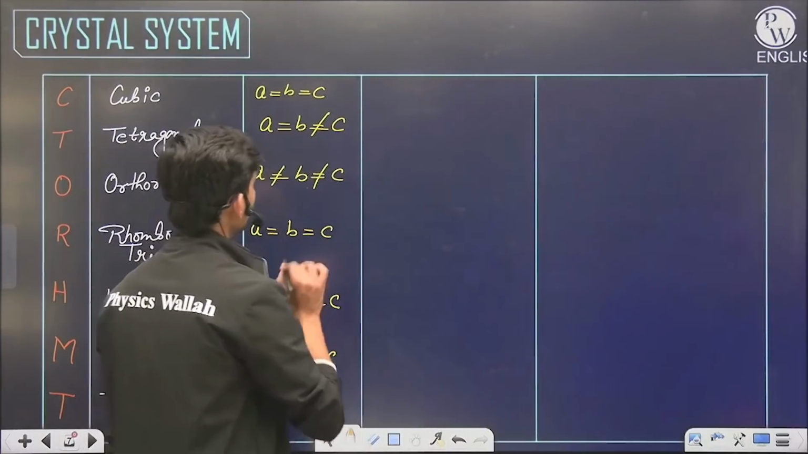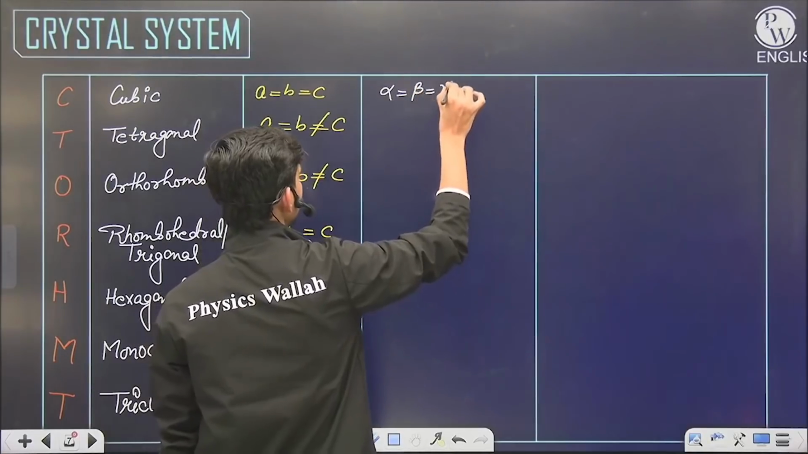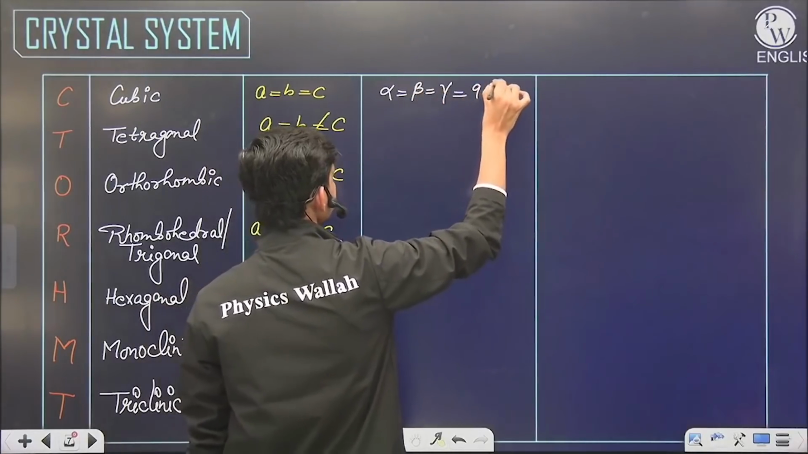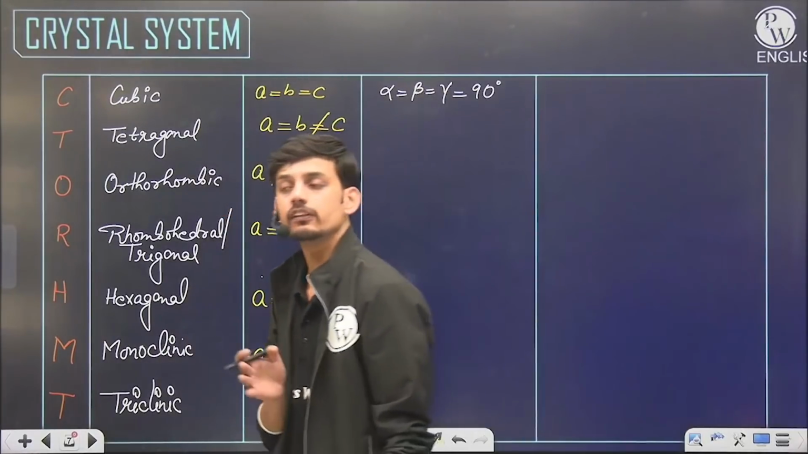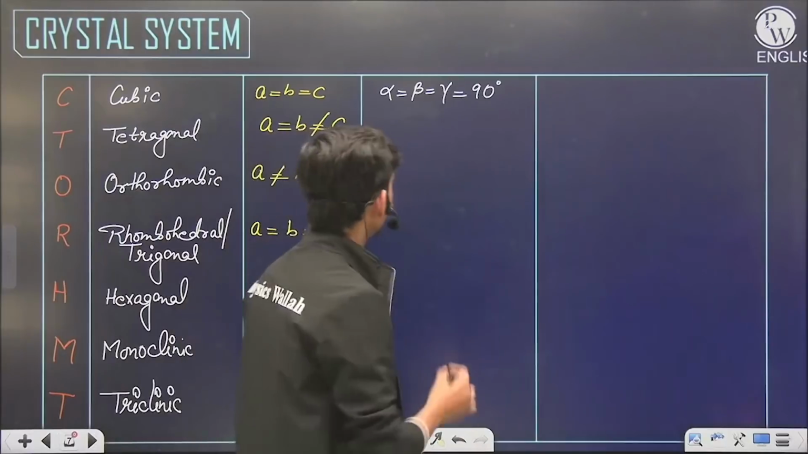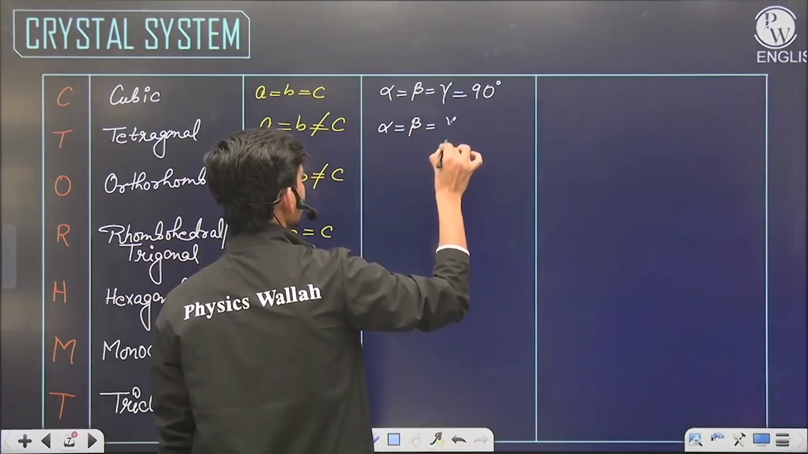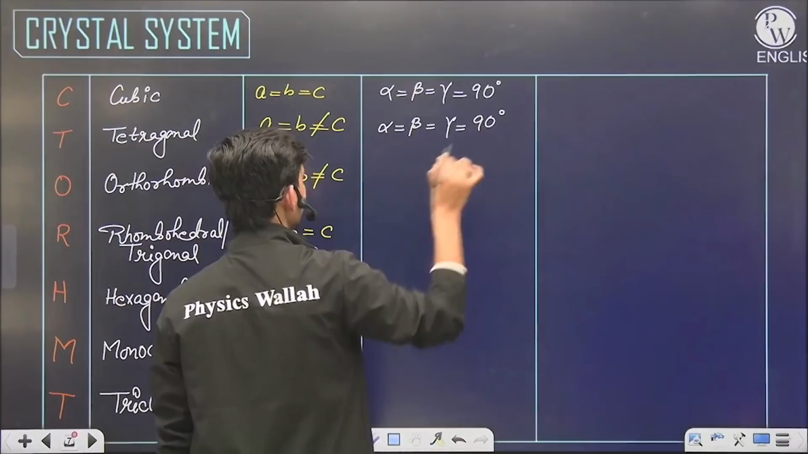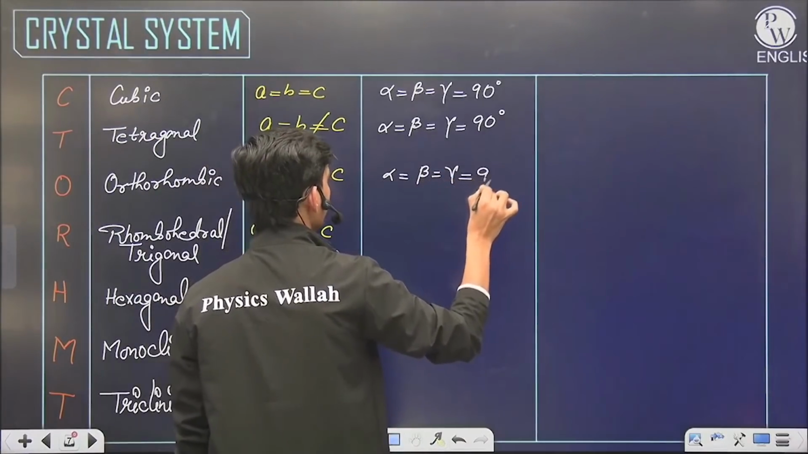Now for alpha, beta, gamma, we know that a cube has alpha, beta, gamma equal to 90 degrees. We all know that a cube is a perpendicular system of 3D space in which all the directions are at 90 degrees. For angles, we have to learn that all the first 3 have the same angle parameters. Alpha, beta, gamma are all equal to 90.